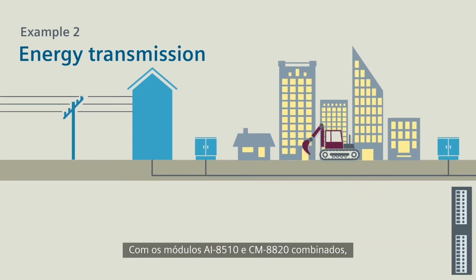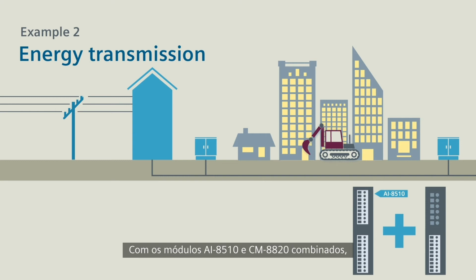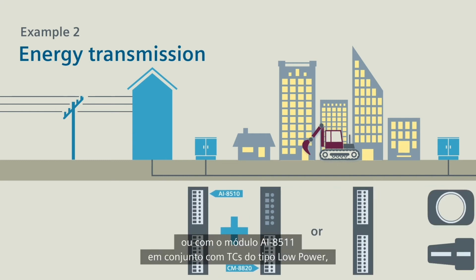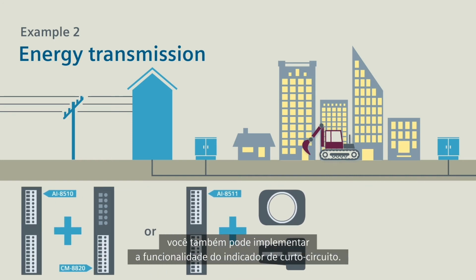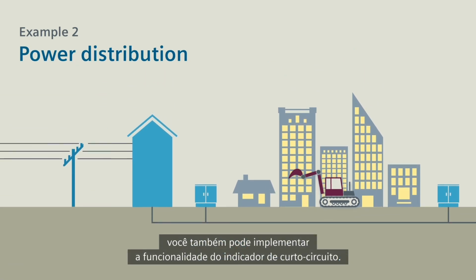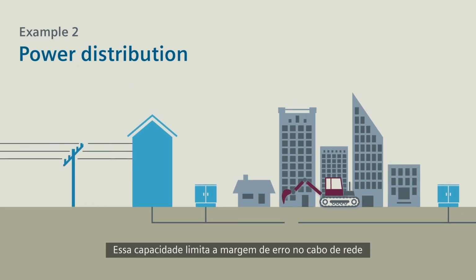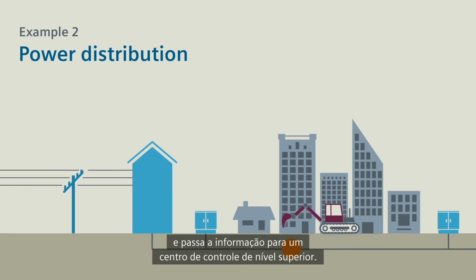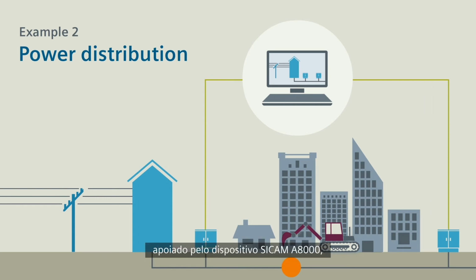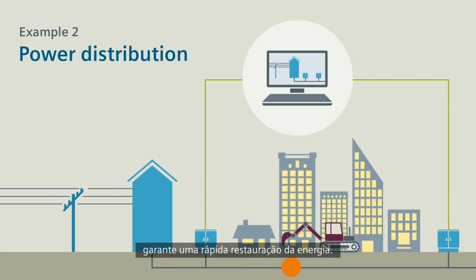With the AI8510 module in combination with the CM8820 module, or the AI8511 module in conjunction with low-power current transformers, you can also implement the short circuit indicator functionality. This function limits the fault area in the cable network and passes the information on to the higher-level control center. The control center, supported by the Sicam A8000 device, ensures fast power restoration.